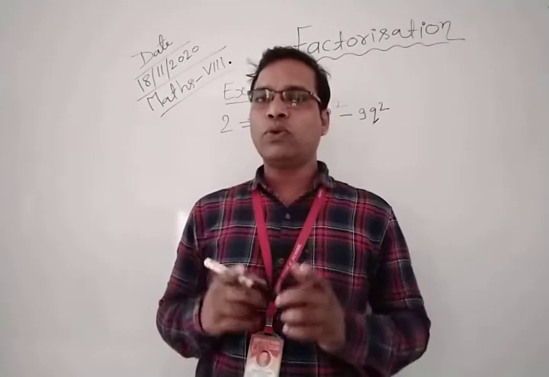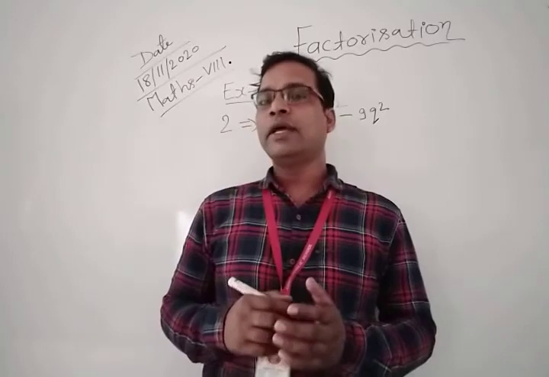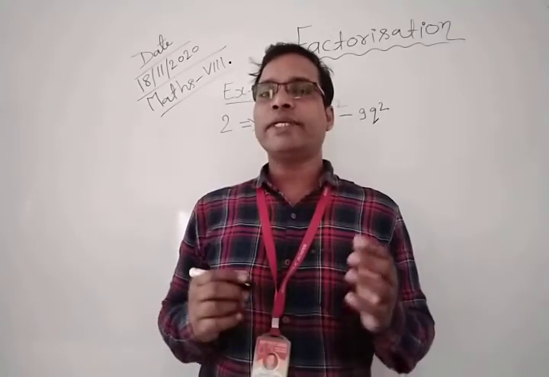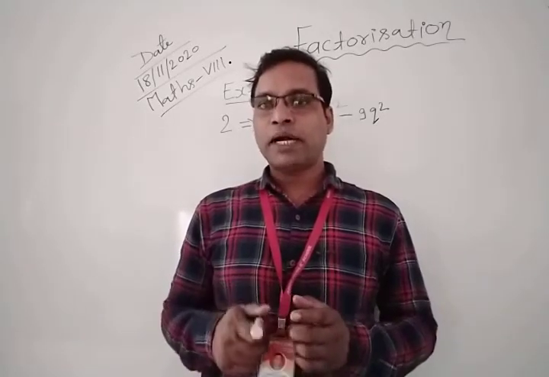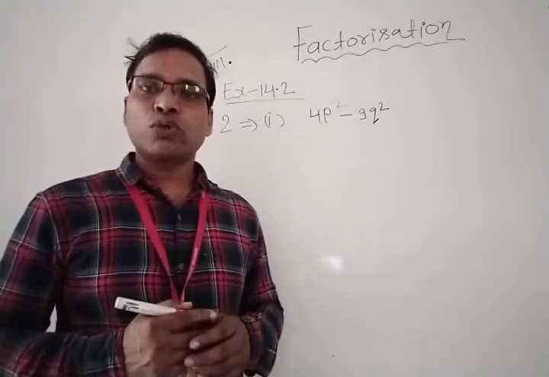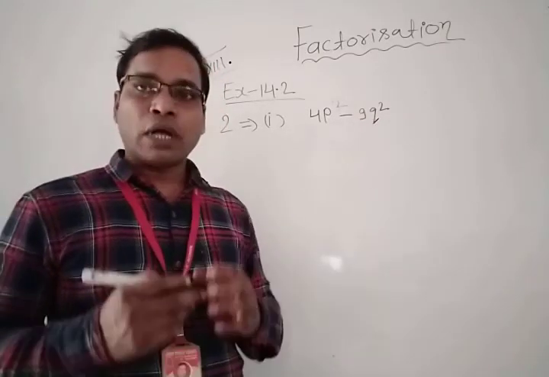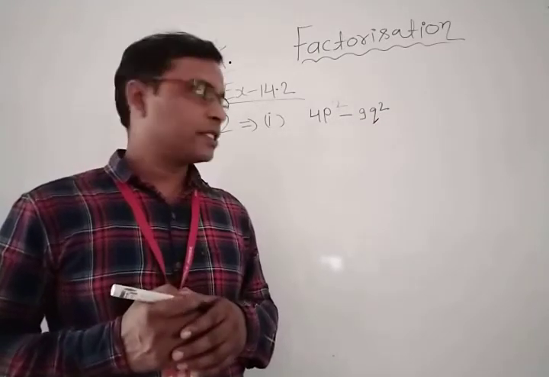Exercise 14.2, question number 2. In question number 2, we have to factorize the following expressions. The first part of question number 2 is given here: 4p square minus 9q square. So how can you find its factorization?